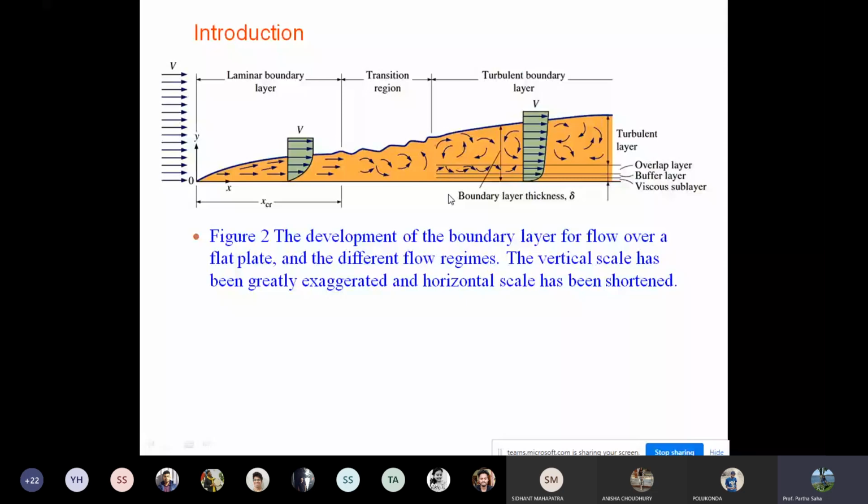The thickness of the boundary layer is also not constant, but generally the boundary layer thickness delta is determined at the point where the fluid velocity V is equal to the free stream velocity, or 99% of the free stream velocity.